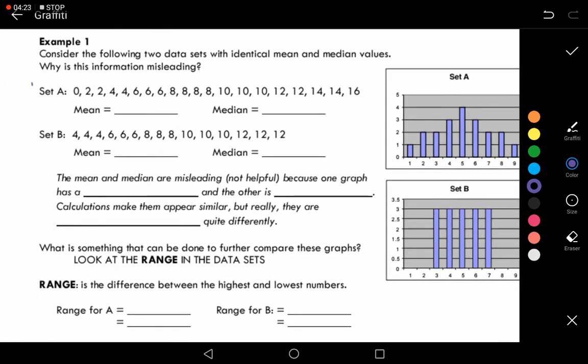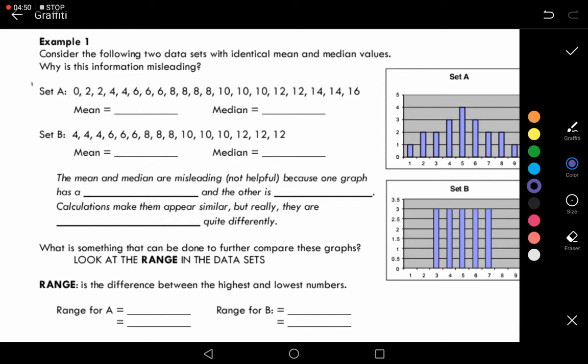So example 1, and I don't know if I warned you, this is a bit longer of a note, so bear with me. There's 3 pages here that we're going to look at. So example 1 says, consider the following 2 data sets with identical mean and median values. Why is this information misleading? So let's look at this first set. So we can see this is already ordered for us, right? So how many pieces of data are there here?